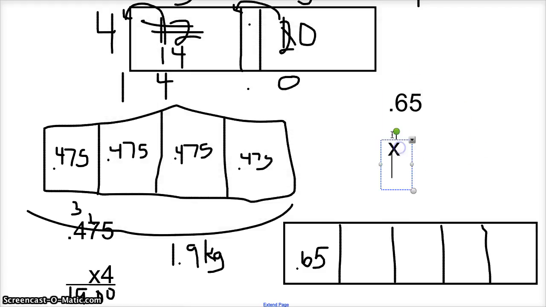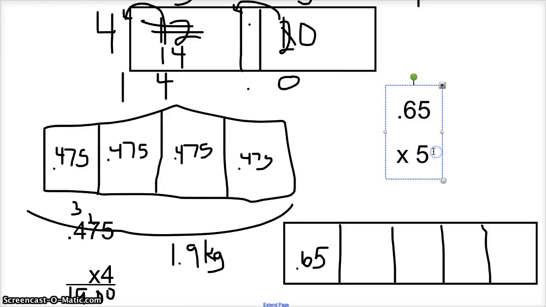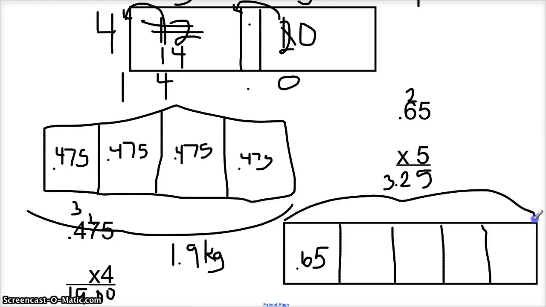Sorry. Okay. Times 5. All right, now 5 times 5 is 25. 5 times 6 is 30, plus 2 more is 32. There we go. Now I need my decimal. 2 spaces in, 1, 2 spaces in. So this whole thing is worth 3 and 25/100ths of a kilogram.